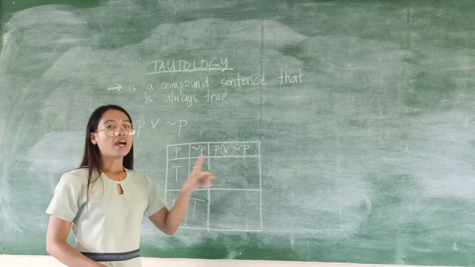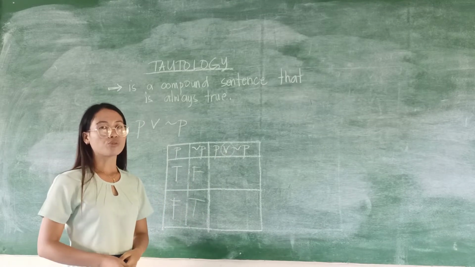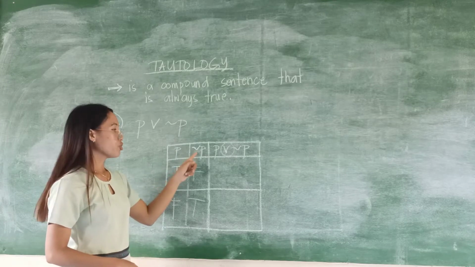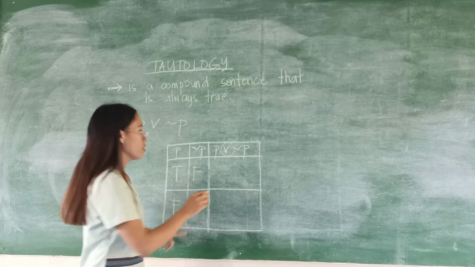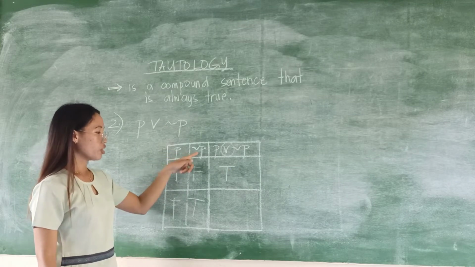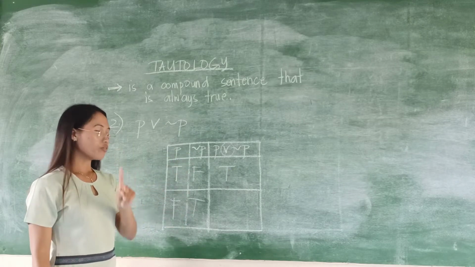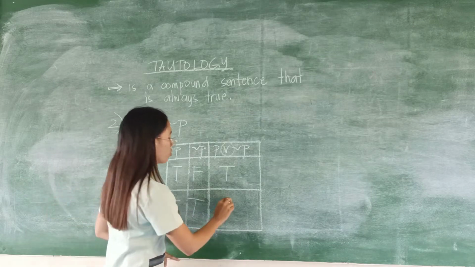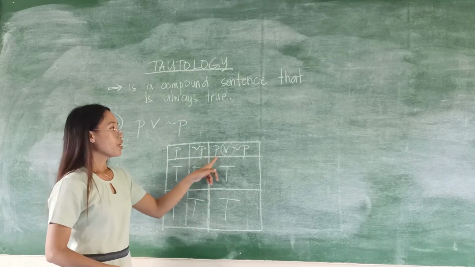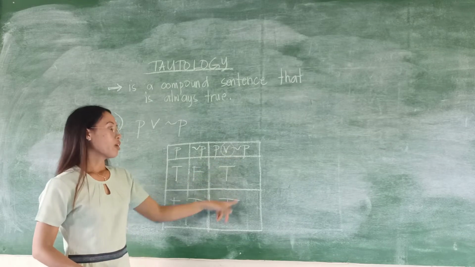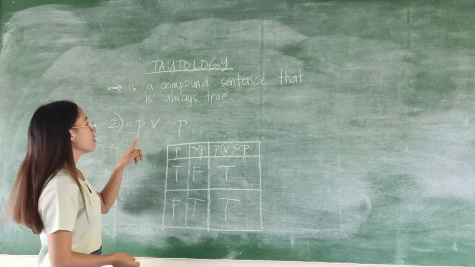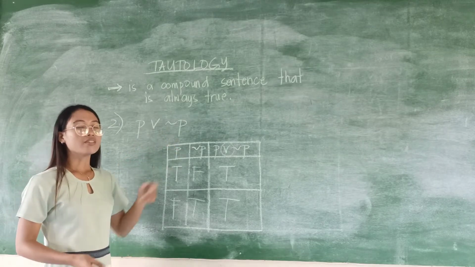So for or, at least one of the statements is true for the entire statement to be true. So P true, negation P is false, then that is true. Then for P false and negation P true, so at least one of the statements is true, then that is also true. So as what we have observed, P or negation P values are all true, then it is a proof that this example or this statement is a tautology.